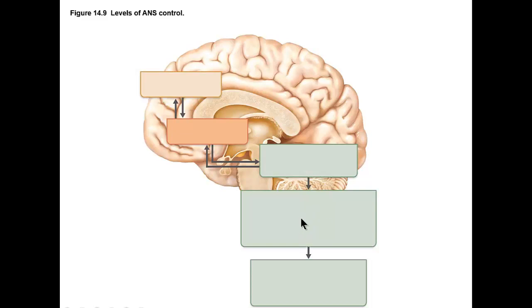And then we have reflexes at the spinal cord level that affect the parasympathetic nervous system. For example, erection of the clitoris and of the penis during sexual arousal is a reflex. Now, can a male or female have erection of those structures by thinking about it? Looking, no touch, nothing involved, but just thinking? Yes. Definitely. But it's also a reflex.